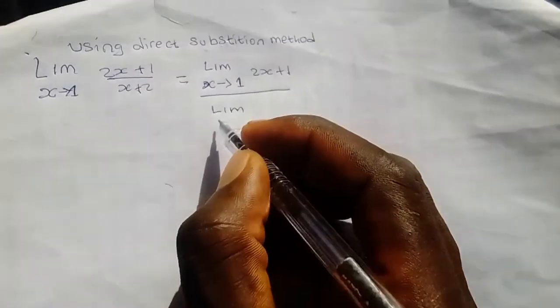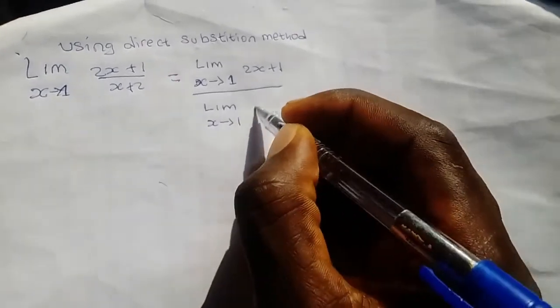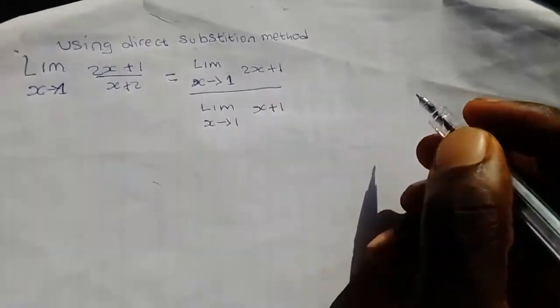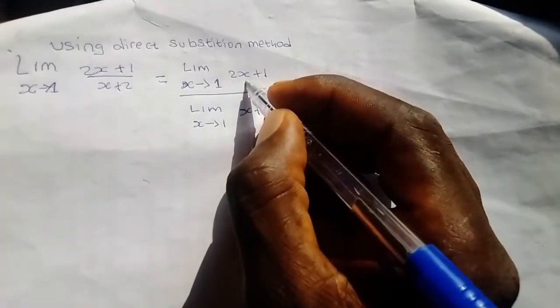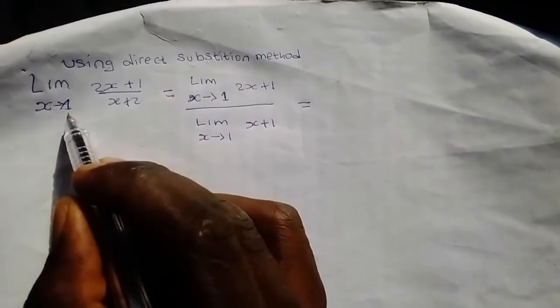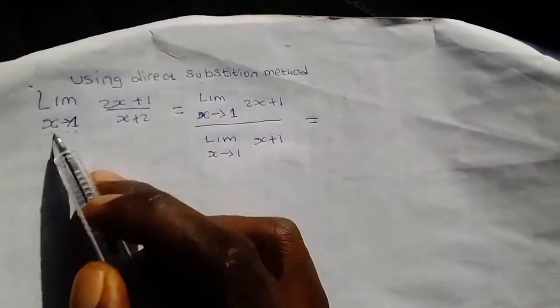the limit of x approaches 1, x plus 1. So this can be written as, anywhere we see x, we put what? 1. This is that x approaches what? 1. So anywhere I see x, I'll put 1.